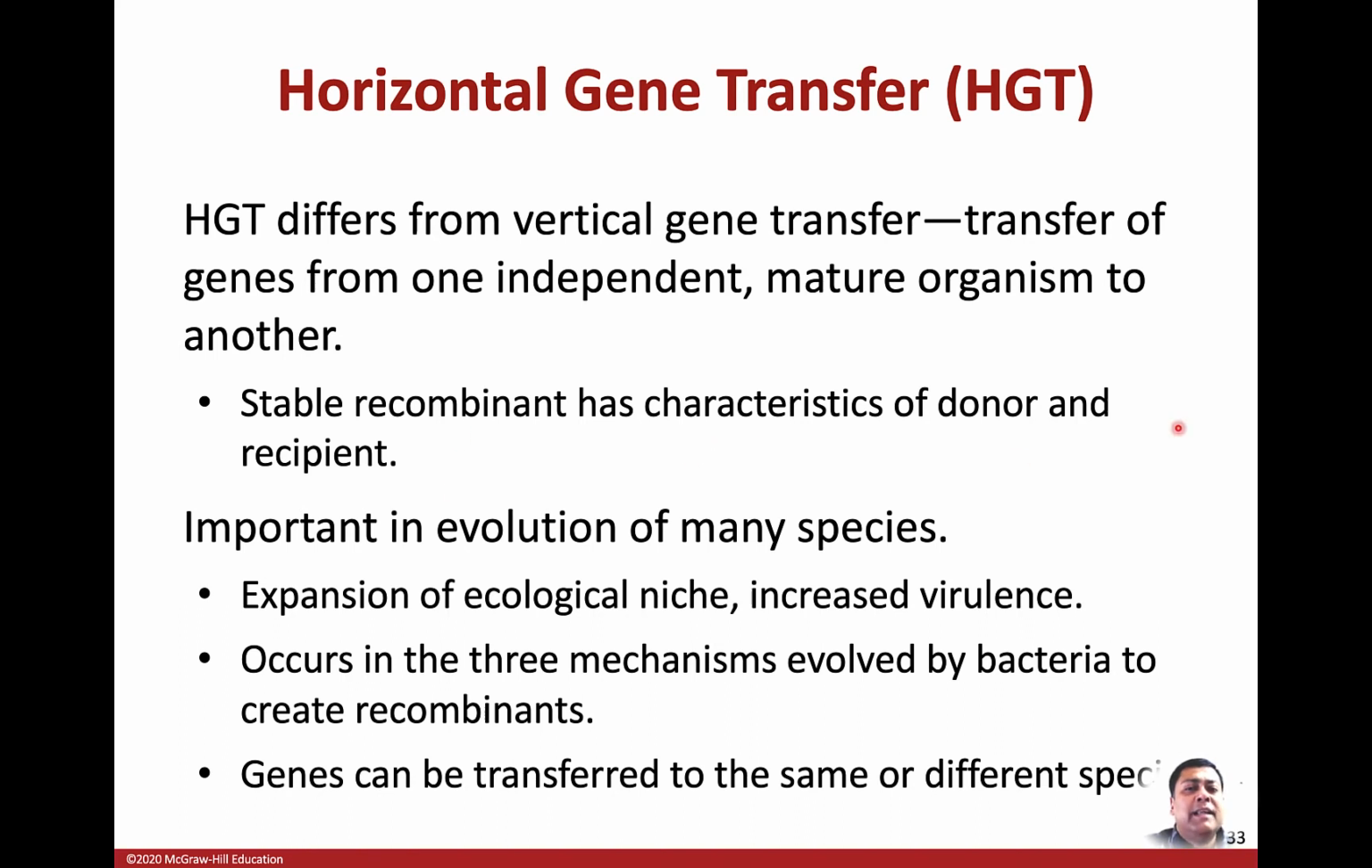And the stable recombinant has characteristics of the donor and the recipient. So you are getting from organism 1 to 2. Organism 2 will have all the characteristics of 2. In addition, if it gets a portion of the gene from 1, it will also have the characters of number 1. So this is actually an important factor in the evolution of many species and the expansion of the ecological niche. These bacteria can grow in areas where they were not able to before. Increased virulence occurs by 3 mechanisms evolved by the bacteria to create the recombinants, and the genes can be transferred to the same or different species as well.